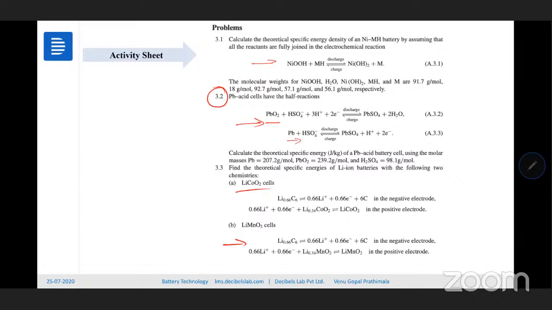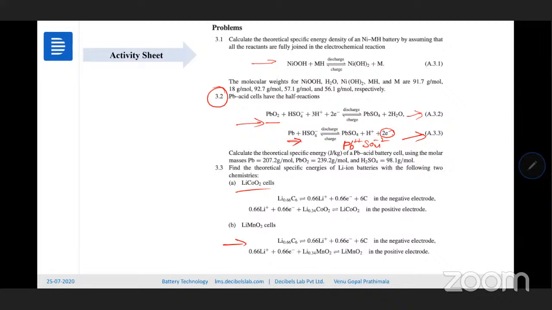At the cathode, reduction takes place. At the anode, oxidation takes place, which means loss of electrons. If you observe here, lead is losing electrons, converting to Pb plus 2 and SO4 minus 2, so the loss of electrons can be easily observed. This is the anodic reaction and this is the cathodic reaction. If you know which is the cathode and which is the anode, and you know some data about these, we can calculate the cell voltage, cell capacity, and the energy.